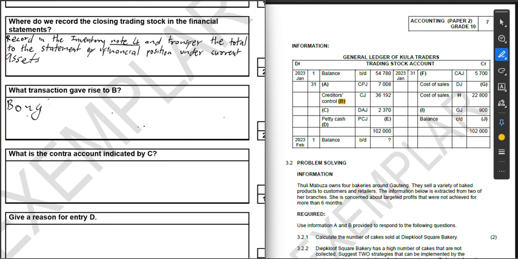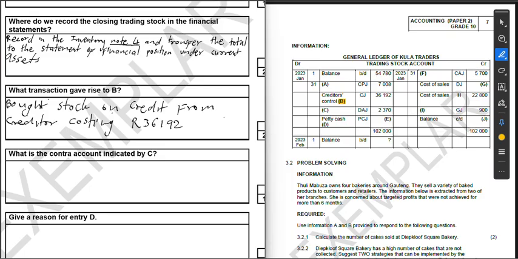Okay, I'm just going to write that very quickly. All right, so as you can see, I wrote there. Now, bought stock on credit from creditor costing 36,192. That would be the transaction that would give birth to this transaction here, to B. All right, so we are done with that.